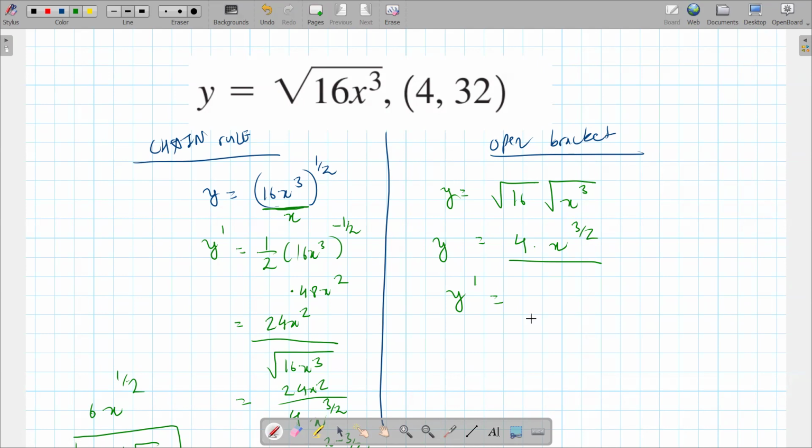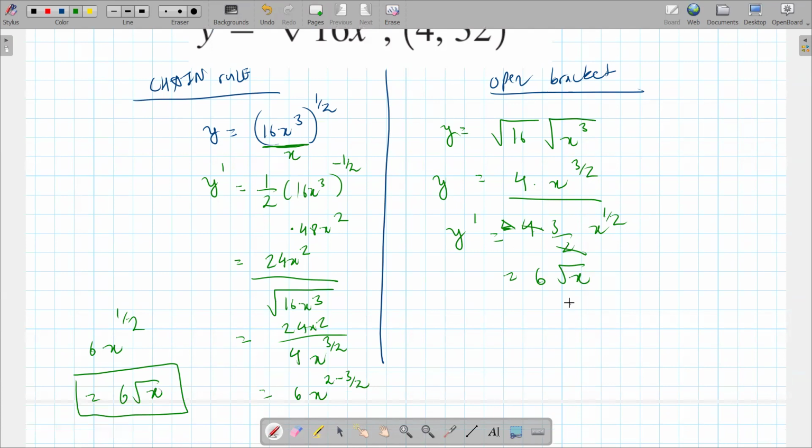4 times 3/2. Yeah, 4 times 3/2. And what's the power of x? 1/2. Yes. Look at this. 2 goes into 4 twice. 2 times 3 is a 6. x^(1/2) is 6 root x. And that's what we had here as well. This is easier if you can open the brackets, right? It's definitely easier.